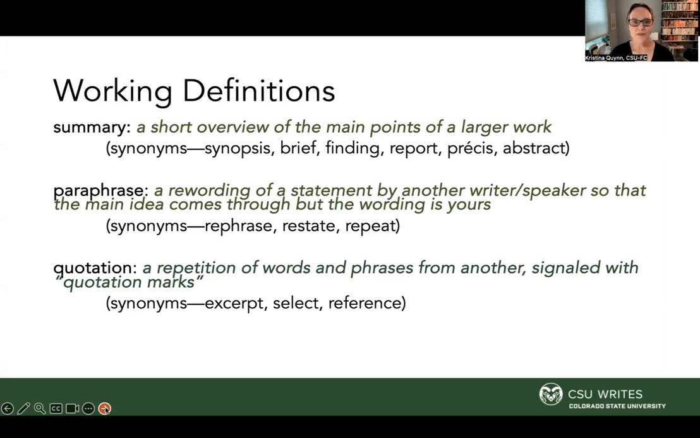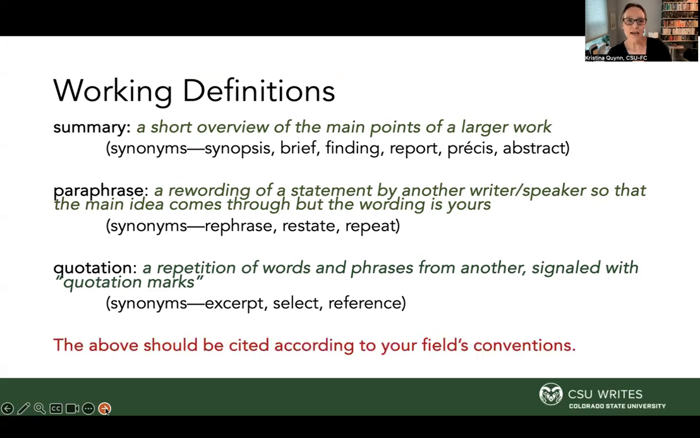A quotation, as we know, is a direct repetition of those words. Sometimes it's called an excerpt, a selection, or a reference, but they're identified and signaled by quotation marks. Visually, they take up a little more space on the page by including quotation marks. But when in doubt, quote. And all of the above, summary, paraphrase, and quotation, need to be cited according to your field conventions.